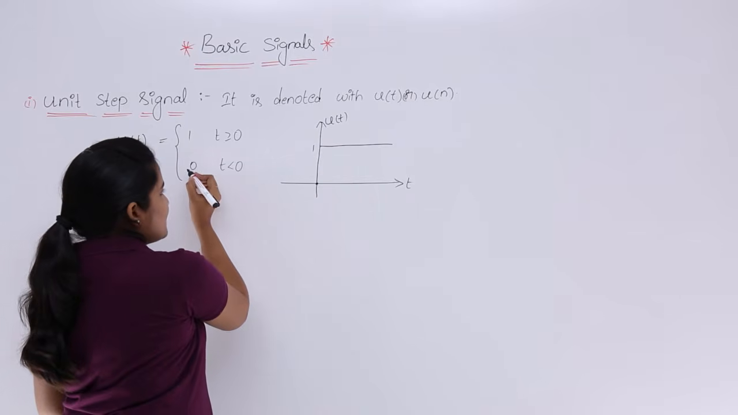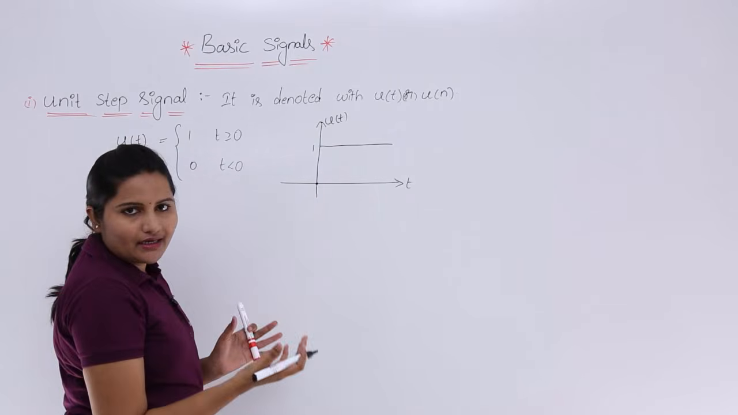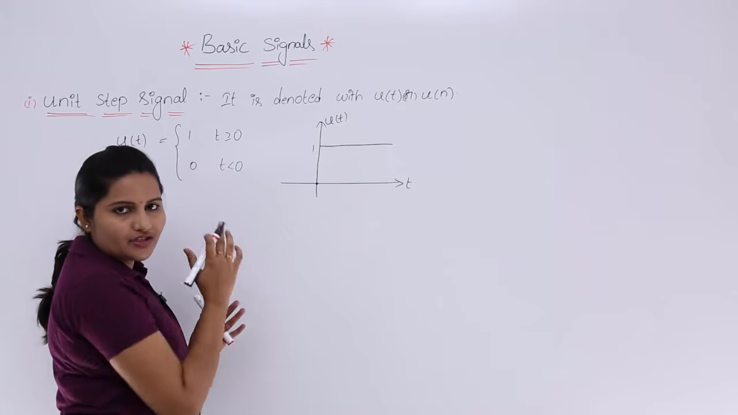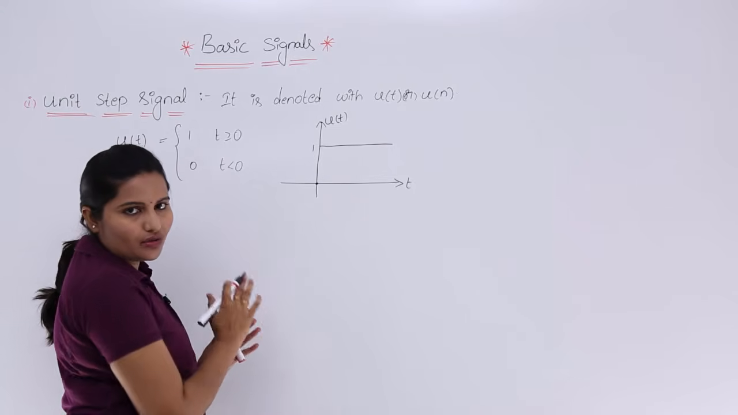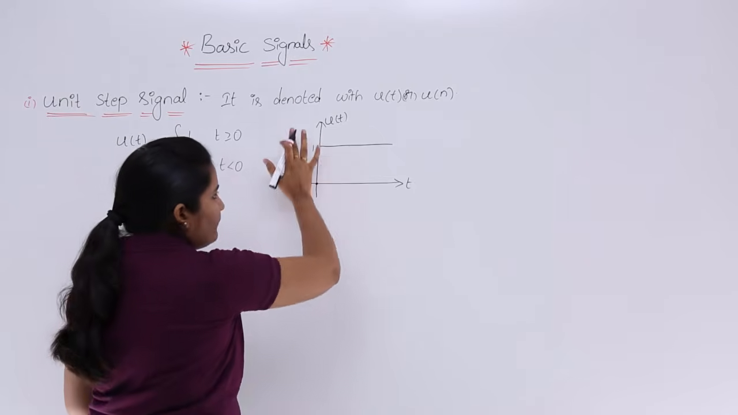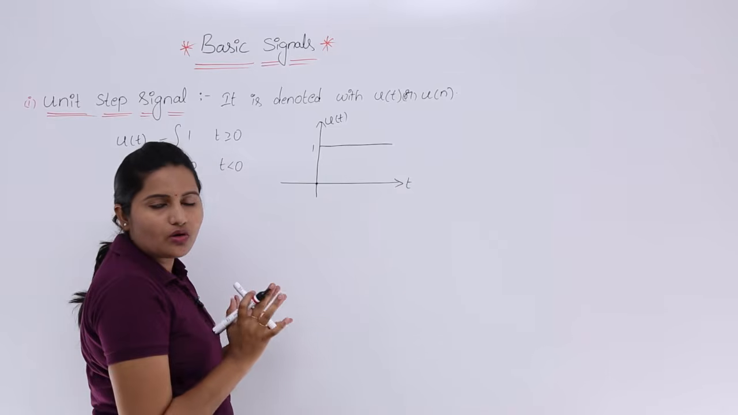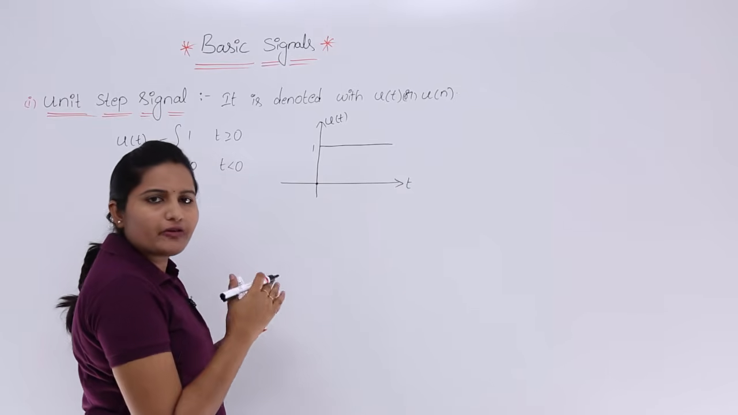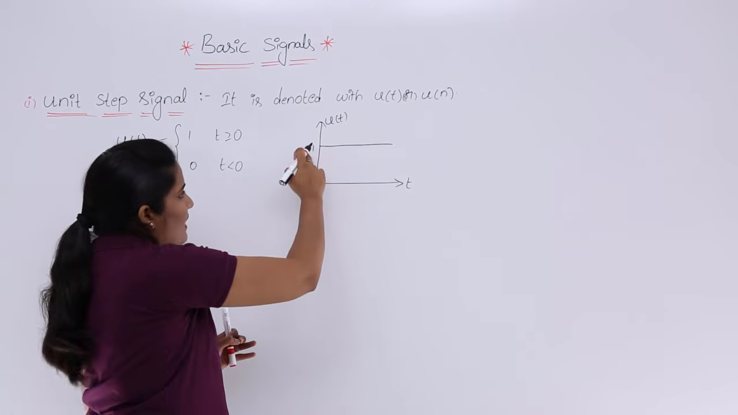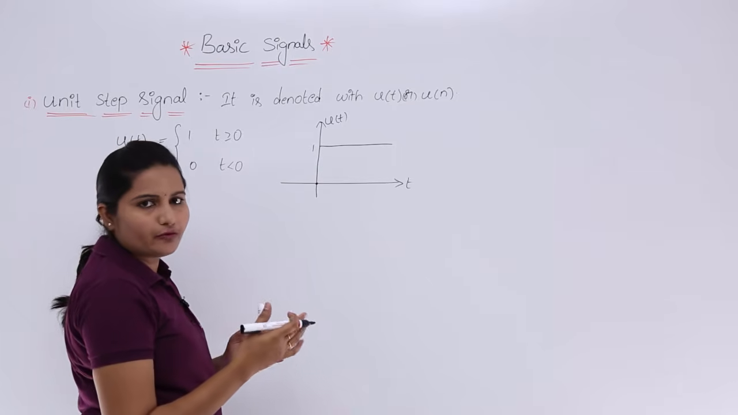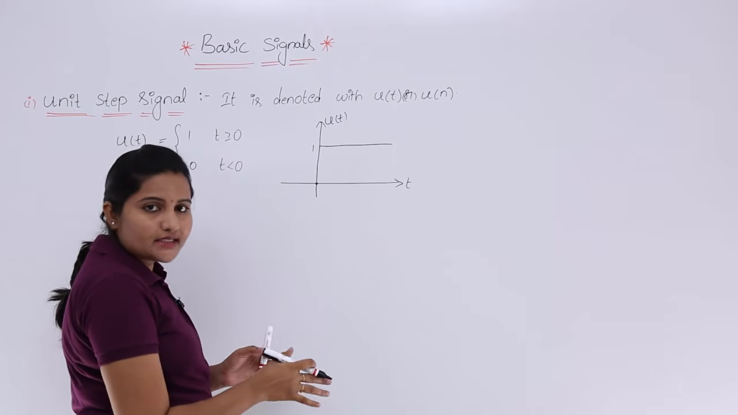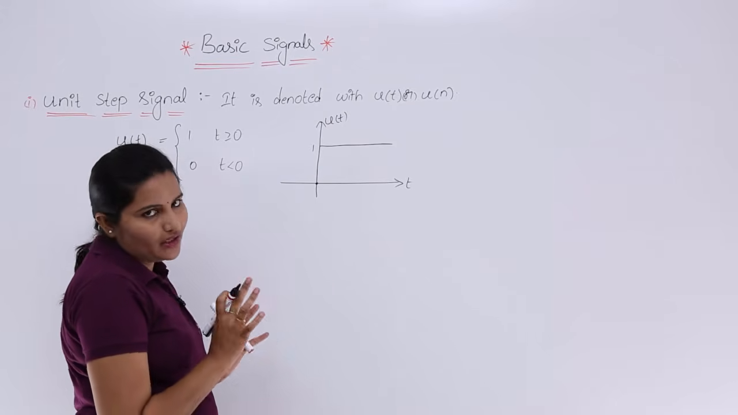When t is less than 0, there is no need to indicate anything, because for t less than 0 you have 0 in the definition. If you get this shape, this is called the unit step signal. For a simple step signal, the amplitude may be 2, 3, 4, or any value. For a unit step, your amplitude must be unity.